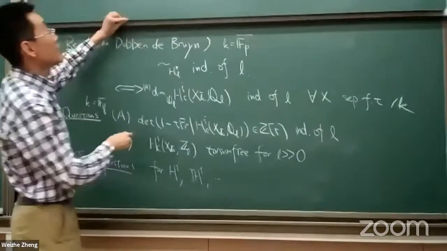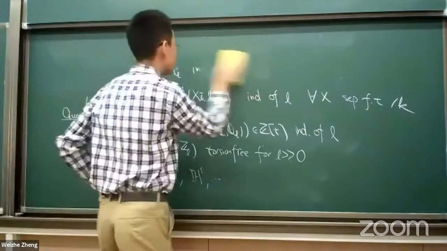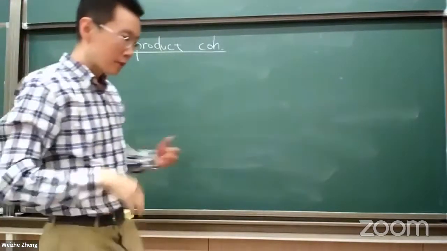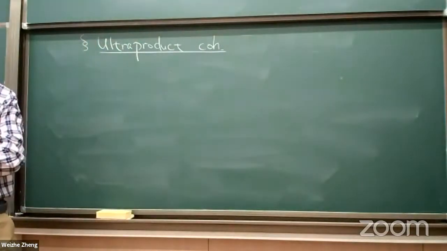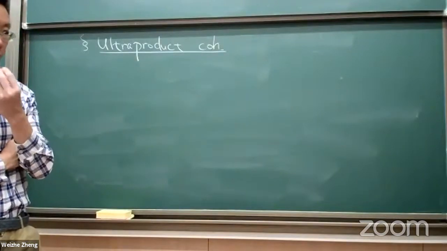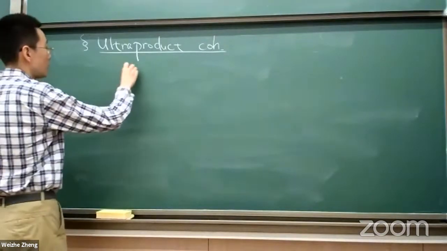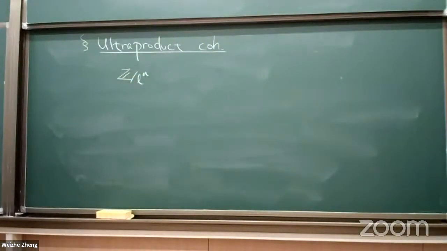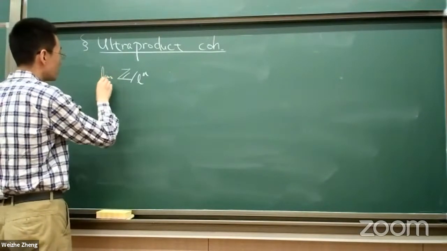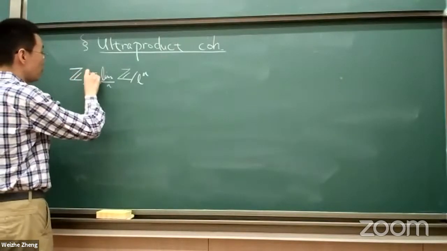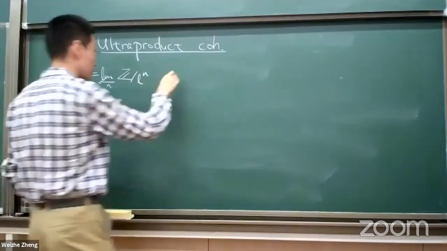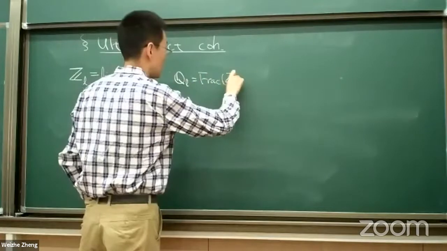On to the definition of ultraproduct cohomology. The idea is really simple. So we wanted a Weil cohomology theory with coefficients in characteristic zero. Now the usual way of defining it using étale cohomology is to first take Z over ℓ^n, this torsion coefficient, and then we take the limit. And this gives us Z_ℓ. And then we take the fraction field of Z_ℓ, and that gives us Q_ℓ.